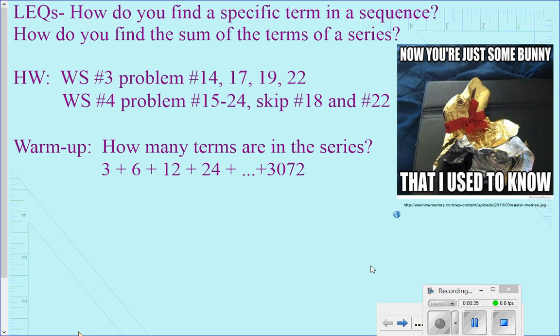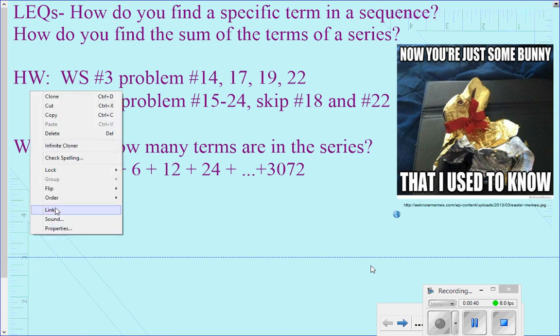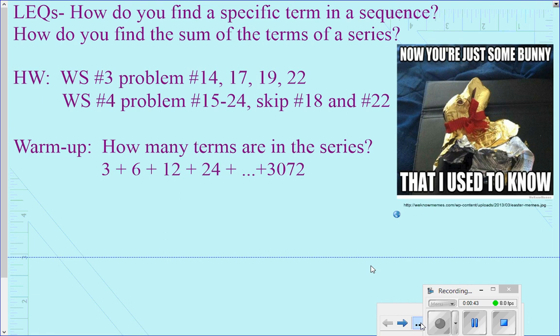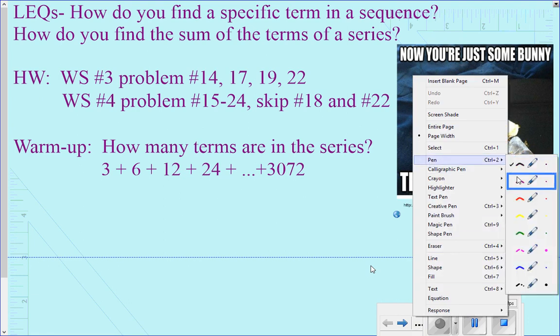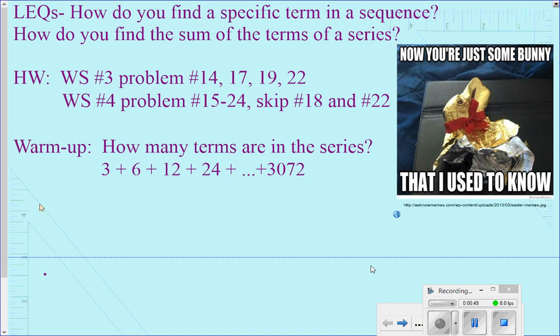So I'm using the explicit geometric formula, which remember is a sub n equals a sub 1 times r raised to the n minus 1 power. So I'm substituting in 3072 and 3 in for a sub 1, and looks like 2 is the r to the n minus 1 power. So I'm going to divide both sides by 3 as I'm trying to solve for n.